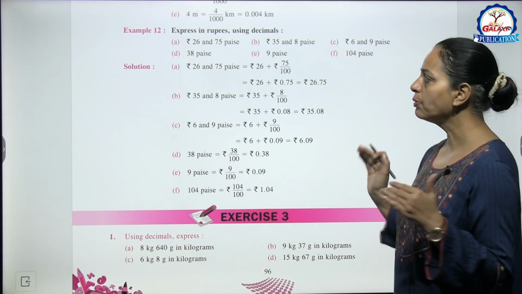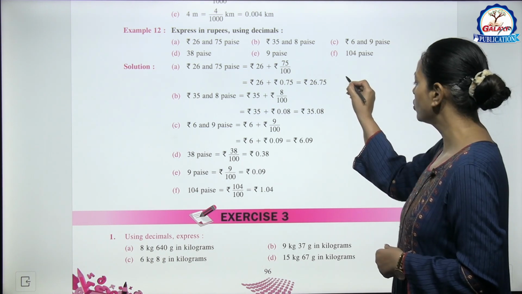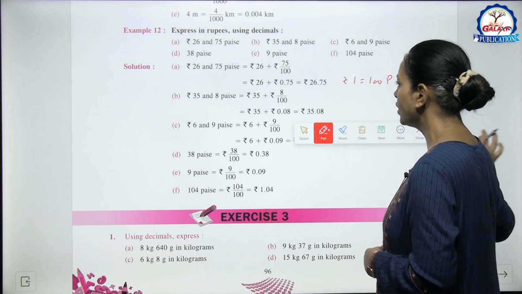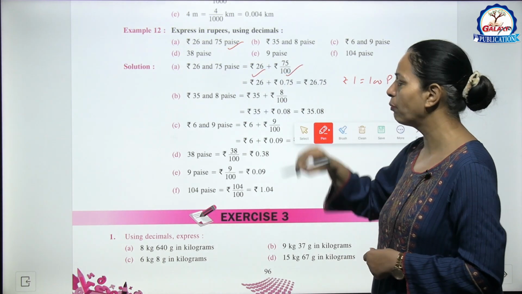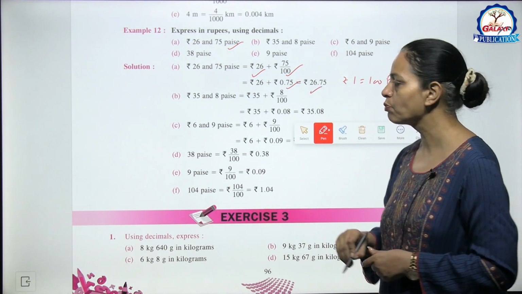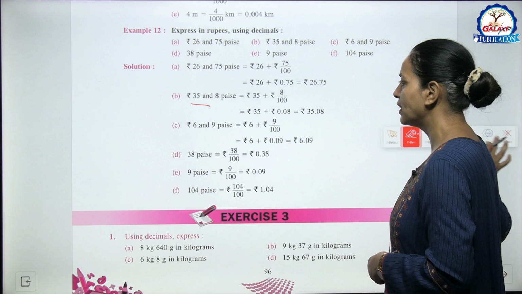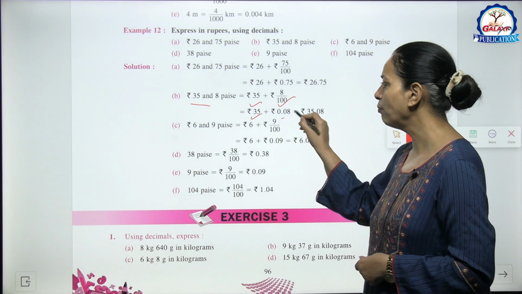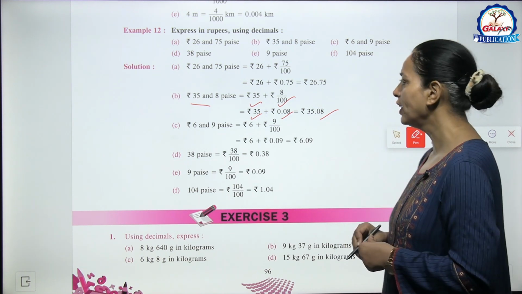Very simple. Example 12, express in rupees using decimals. We know 1 rupee equals to 100 paise. So here A part 26 rupees and 75 paise. So 26 rupees plus 75 upon 100 rupees means 0.75. So rupees 26.75. Now B part rupees 35 and 8 paise. So rupees 35 plus rupees 8 upon 100, it becomes 35 plus 0.08. So answer is rupees 35.08.